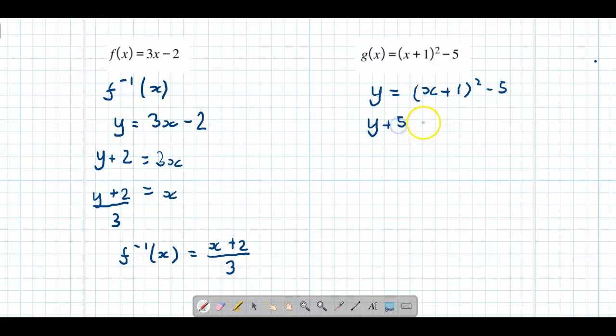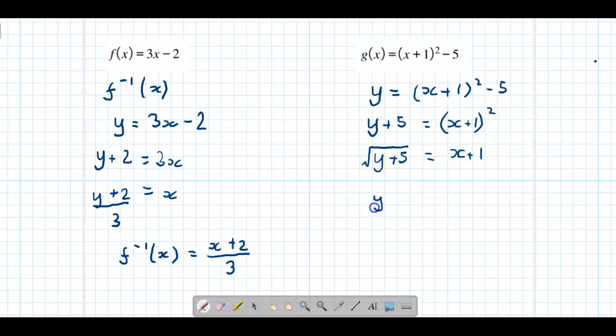And I'm still left with this x plus 1 and a squared sign. To get rid of the squared sign, you need to do the opposite of squared, which is square root. So I'm going to take the left-hand side and I'm going to square root the left-hand side. And when I square root the right-hand side, I have that. Now I'm just going to take away 1.